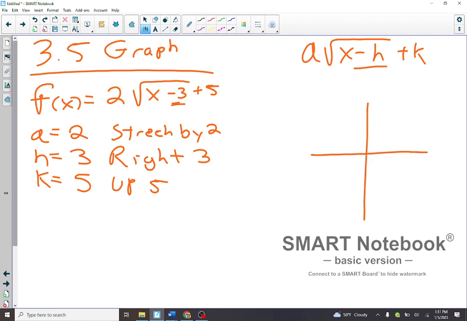So, usually, it looks like this. Let me use a different color, actually, to indicate.